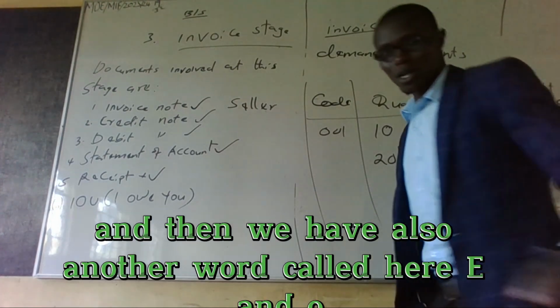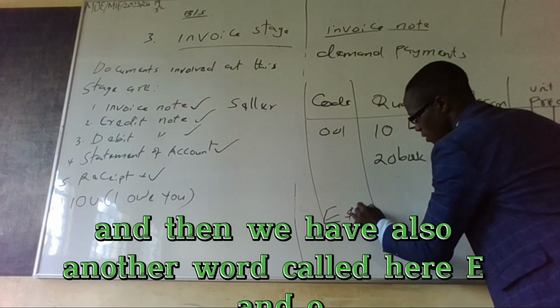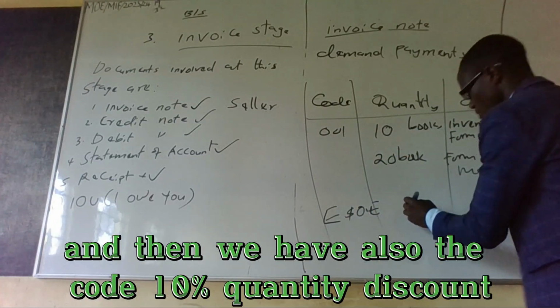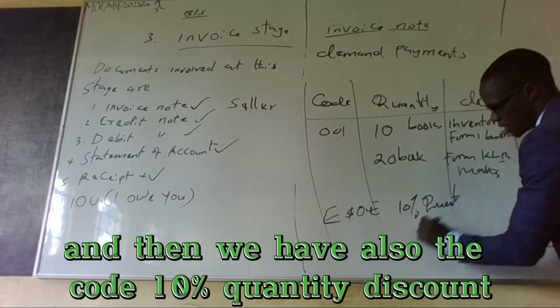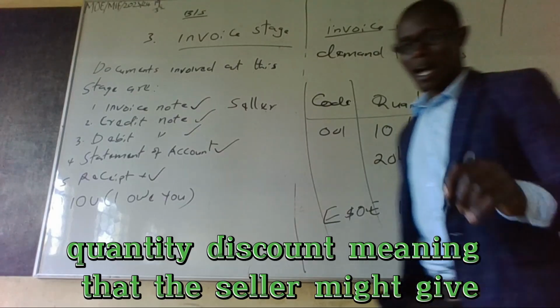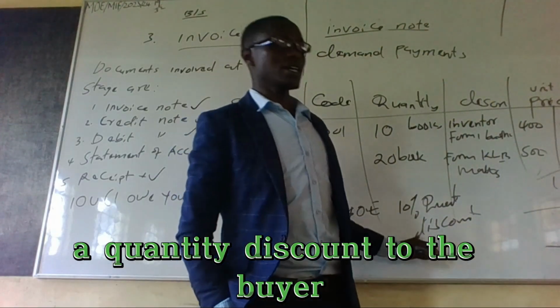And then we have also another word called here E and OE, meaning that error and omission exempted. And then we have also 10% quantity discount, meaning that the seller might give what we call a quantity discount to the buyer.